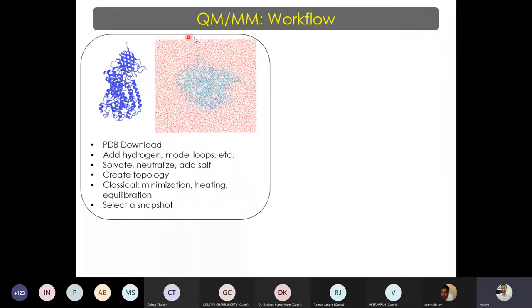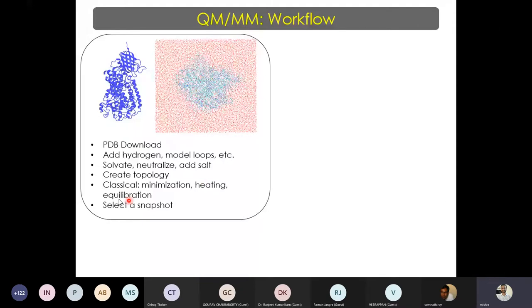You solvate the system, put a water box around it, neutralize the charges, and add salt to your system. And then after doing all these things, you generate a topology file, or the definition as to which atom is linked to which atom, what the force field is. All this information is in this topology file. Once you have this, you do a classical simulation with standard steps. You do minimization because there will be many bad contacts. You do heating because the crystal structure was taken at very low temperature, and you want to simulate it at physiological temperature. So you heat it up and you equilibrate it, because you have added a lot of kinetic energy and you need some time to equilibrate that energy.